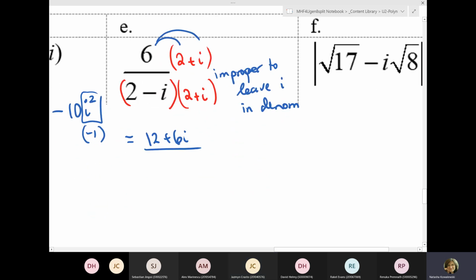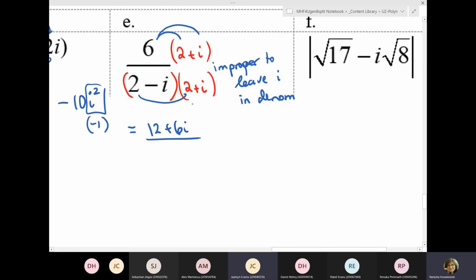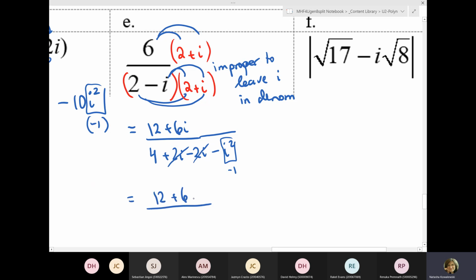And on the bottom, what are we going to get? You would get 4 plus 2i, and then negative 2i, and then negative i squared. Nice. Okay, so the i squared is just a -1. And these two things cancel off completely because 2i minus 2i. So we have 12 plus 6i on top of what number?